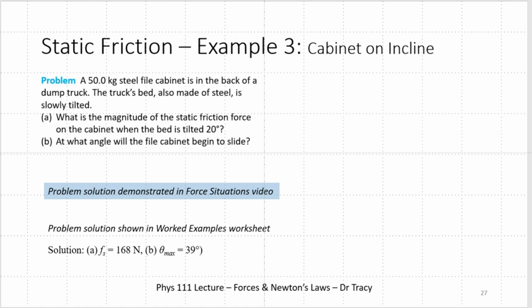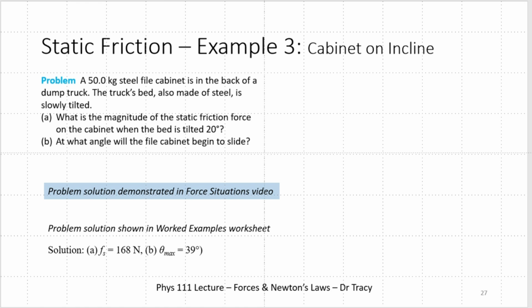Here we have a cabinet on an incline. So we have a 50-kilogram steel file cabinet in the back of a dump truck. The truck's bed, made of steel, is slowly tilted, so we have steel on steel surfaces. And the question says, what is the magnitude of the static friction force when the bed is tilted 20 degrees? And then at what angle will the file cabinet begin to slide?